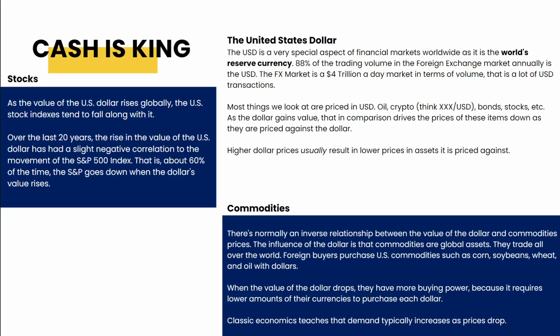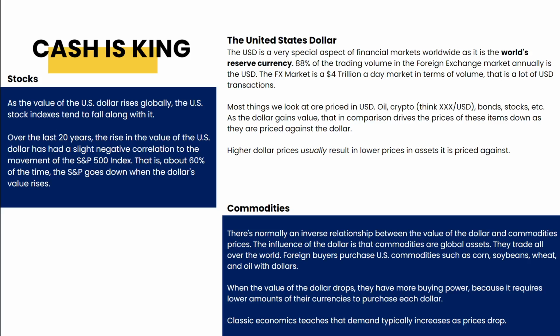Some examples we have here are stocks and commodities. For stocks, as the value of the US dollar rises, the US stock indexes tend to fall along with it. Over the last 20 years, the rise in the value of the US dollar has had a slight negative correlation to the movement of the S&P 500. So about 60% of the time, the S&P goes down when the dollar goes up.